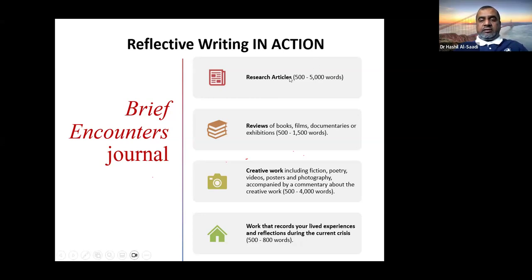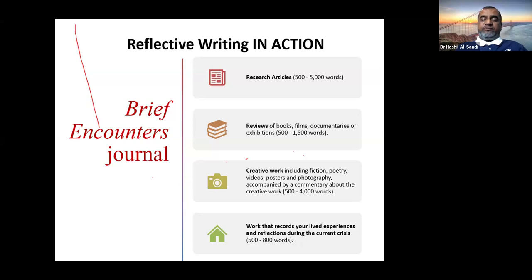You can write research papers or research articles of 500 to 5,000 words. It can be short, medium length, or full length, depending on the scope and your level as well. They are flexible, I think. They will have the chance to talk more to you about this. You can write reviews of books, films, documentaries, or exhibitions up to 1,500 words.